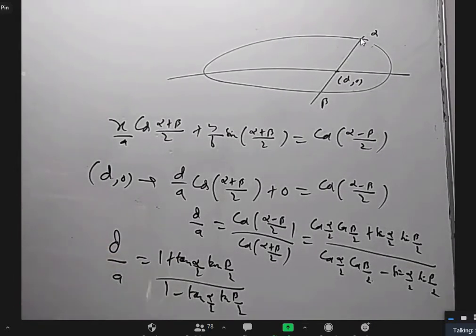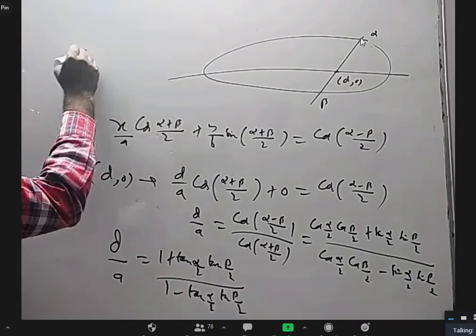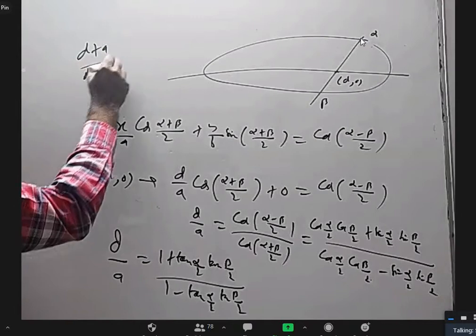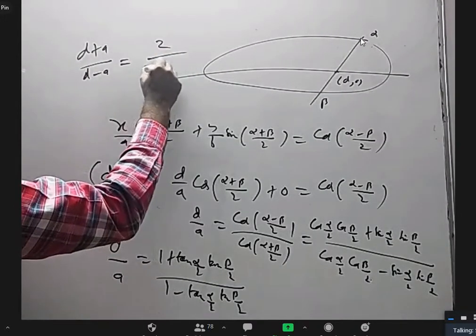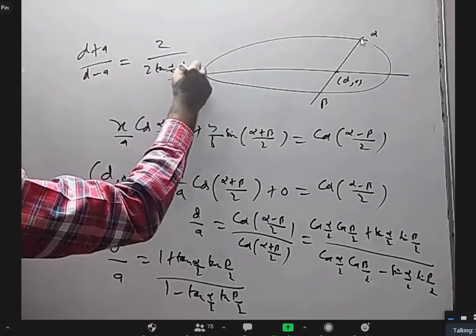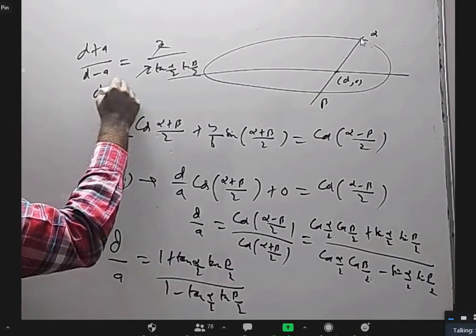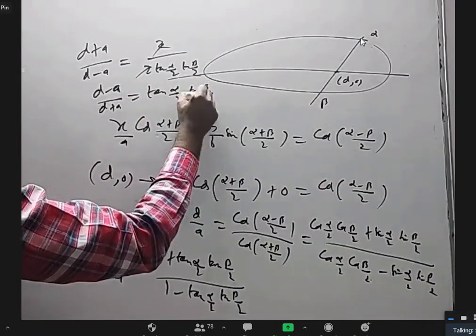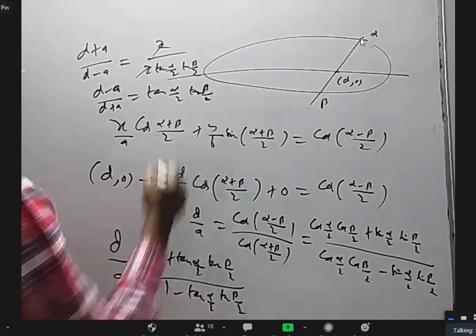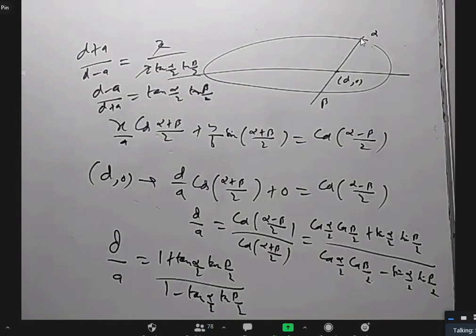Now in the present question, apply componendo and dividendo. So we'll get d plus a by d minus a. This plus this is 2. This minus this is 2 tan alpha by 2 tan beta by 2. Cancel 2, take reciprocal. d minus a by d plus a is tan alpha by 2 into tan beta by 2. So in that way, the previous question and this question are quite similar.